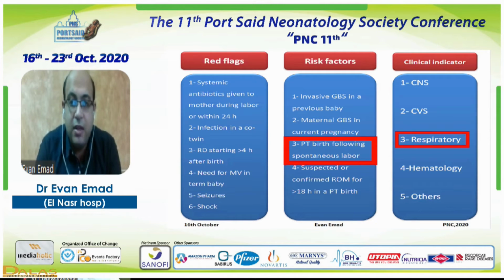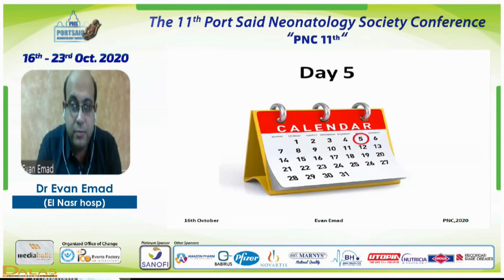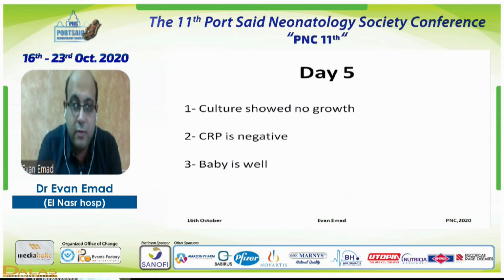We have 3 blocks or 3 categories. Red flag: if any one of these 6 red flags is present, you will start antibiotics. Any 2 of the risk factors or clinical indicators, you will start antibiotics. So we have a preterm following spontaneous labor with respiratory distress. We have 2, so we will start antibiotics. We started antibiotics.